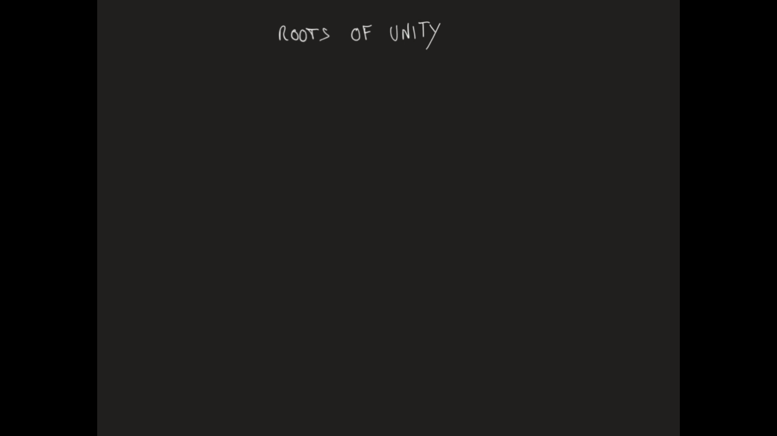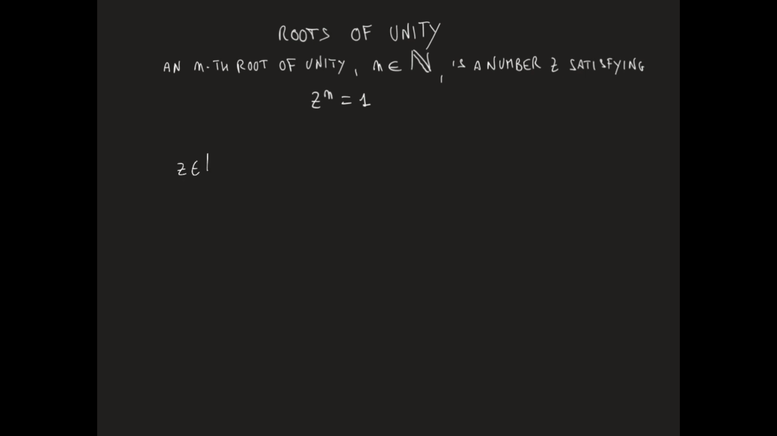By definition, an nth root of unity, where n is a positive integer, is a number z satisfying the equation z to the nth power is equal to 1. If z is a real number, then z is equal to 1 if n is odd, and is equal to plus or minus 1 if n is even.